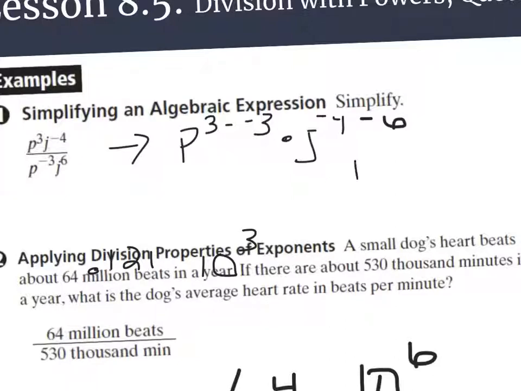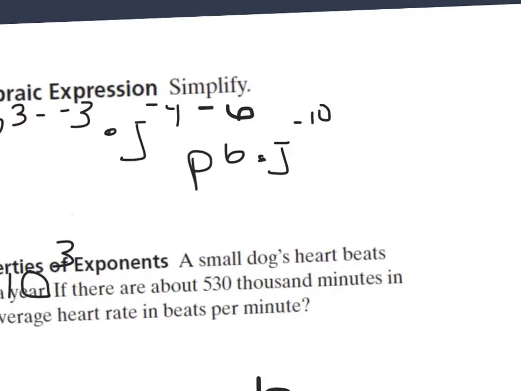And so we are then left with p to the 6th, and then times j to the -4th minus 6, because again, we have that division there, which becomes j to the -10. However, we don't like to leave things with negative exponents, so we drop that j to the -10 down, and we're left with p to the 6th over j to the 10th.